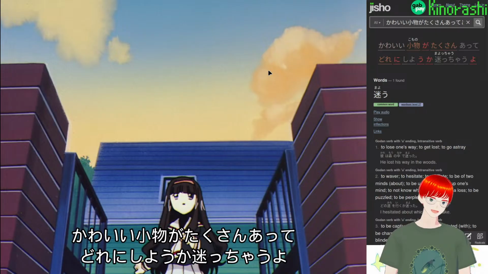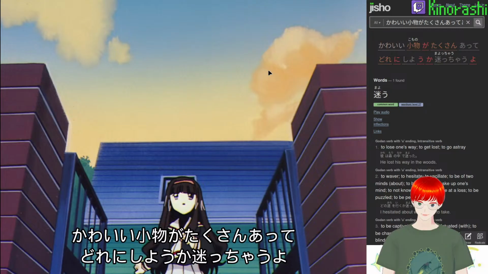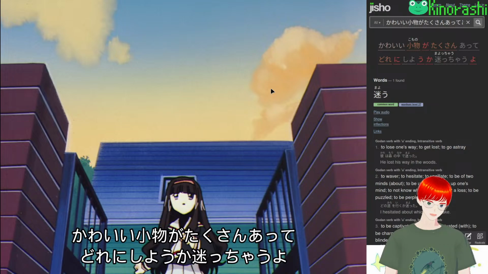So kawaii komono ga takusan atte, dore ni shiyou ka, mayoichau yo. So kawaii komono ga takusan atte, dore ni shiyou ka, mayoichau.